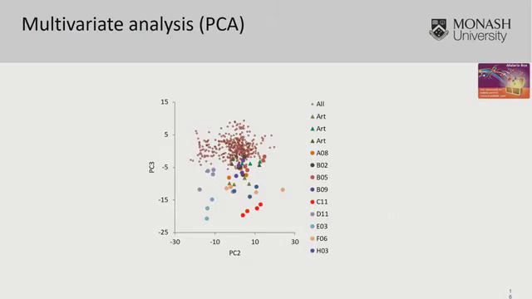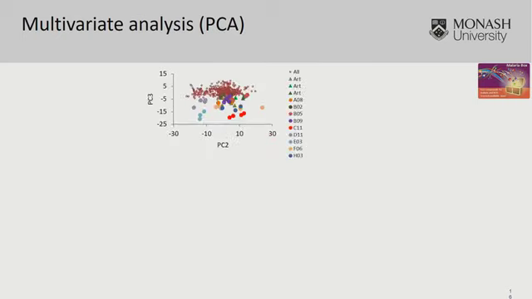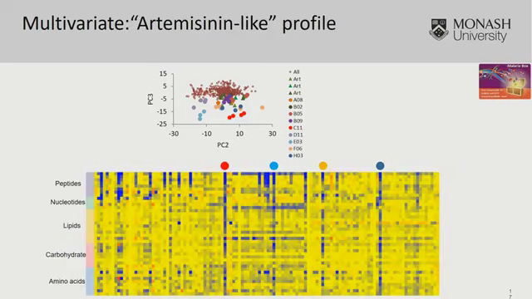If you take a multivariate approach to this data, you can do a principal component analysis. And when we did that, you can see along PC3 here, which is on the y-axis, you get clustering of a few compounds along that axis. What that corresponds to is actually depletion of a range of metabolites, ranging across all different classes. There were 4 compounds in particular.